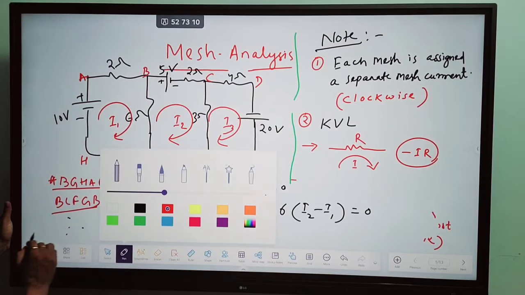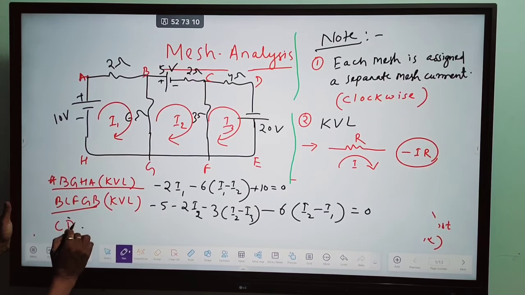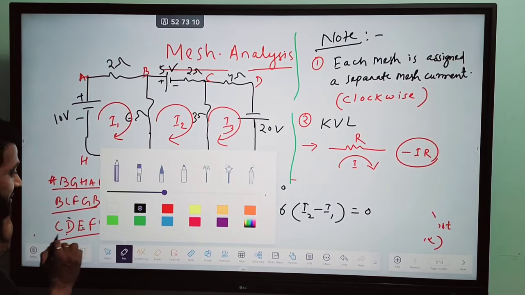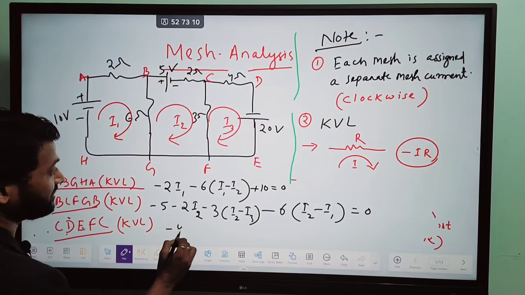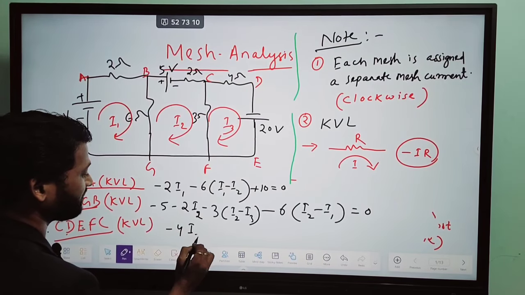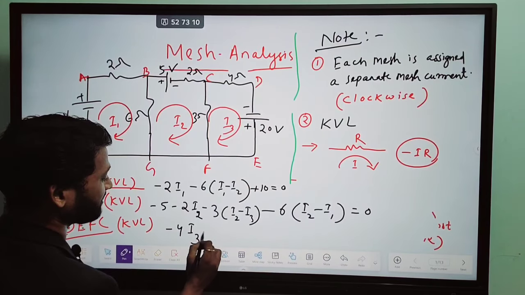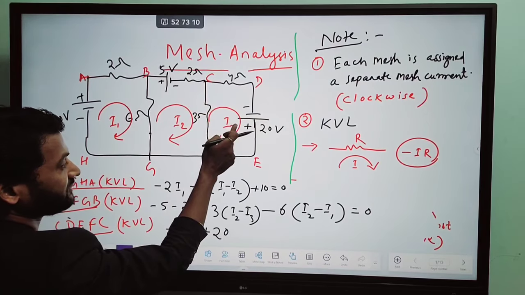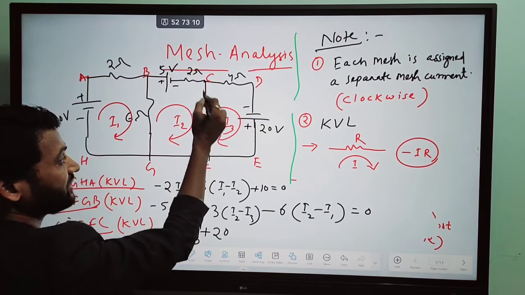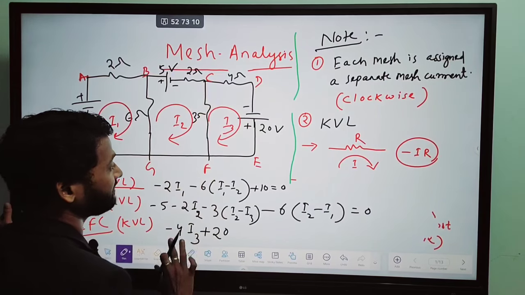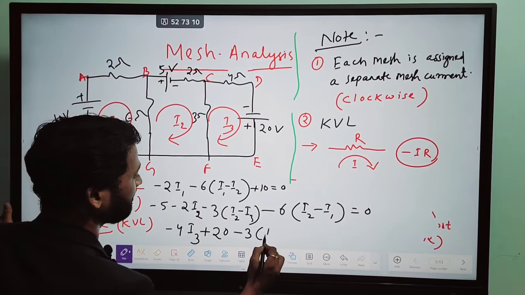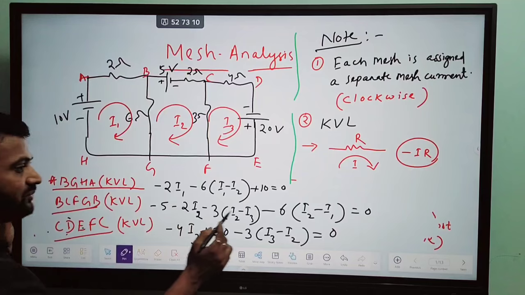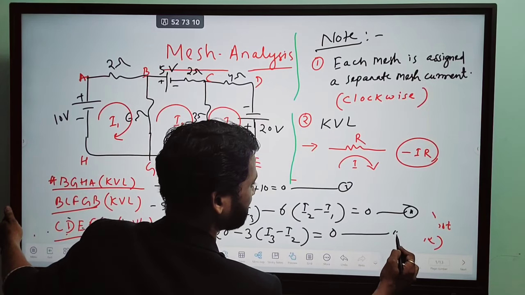And third is, KVL will apply in the mesh C, D, E, F, C. So what is the equation? C to D, minus 4 of I3. Current is I3, minus 4 I3. Again, it is rising potential, so plus 20. E to F leave it. F to C, that branch is a common branch for 3 and 2, but what is the net current? I3 minus I2, since we are considering 3 as our primary mesh, so minus, how much will it be? 3 into I3 minus I2, is it clear? So it will be 0. So you got 3 equations, equation number 1, equation number 2 and equation number 3.